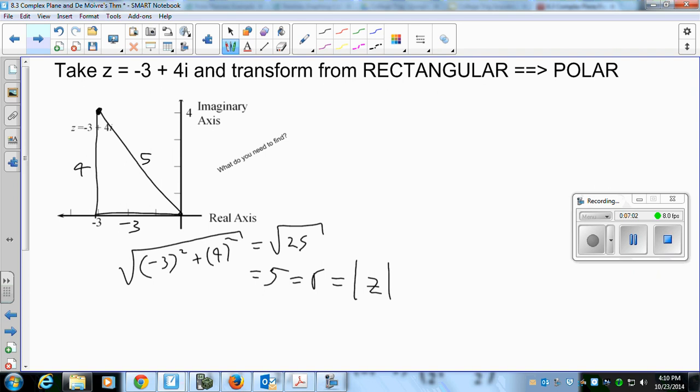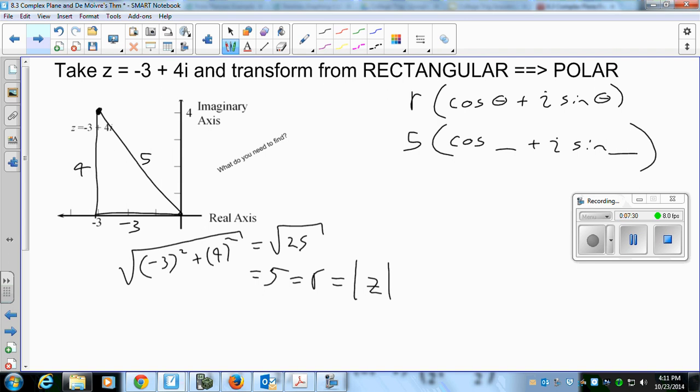So remember, my polar form is going to be r cosine of theta plus i sine of theta. So I know my r, that's 5, cosine, don't know my theta yet, plus i sine, don't know my theta yet. To get my theta, I have to recognize that this is the theta that I want. And we have to be careful here because this is a quadrant 2 angle.